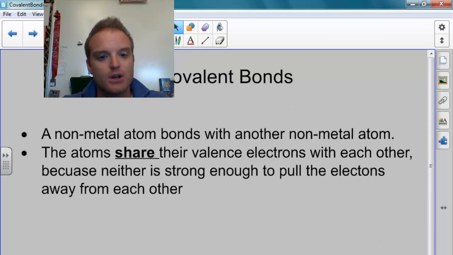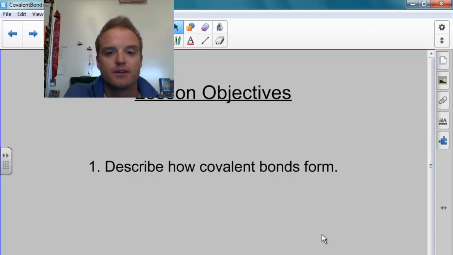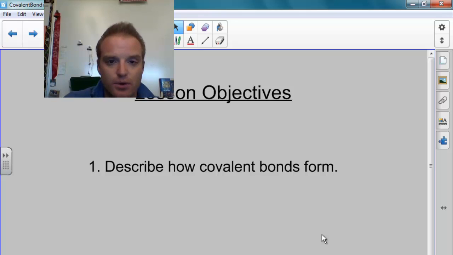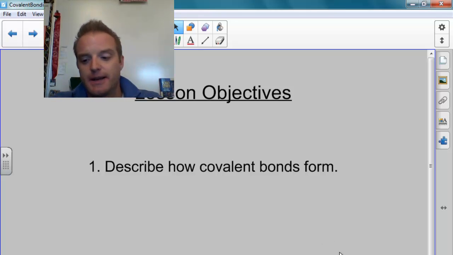All right. So today, guys, we're talking about covalent bonds. I guess I should stay on this slide here. And on this first page, again, you do not have to write anything down. This is our lesson objectives page. And our one objective for today is to describe how covalent bonds form. That's the only thing we're focusing on today.